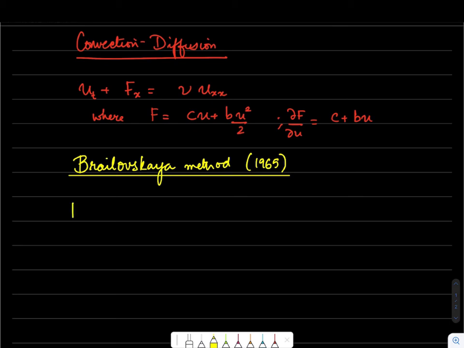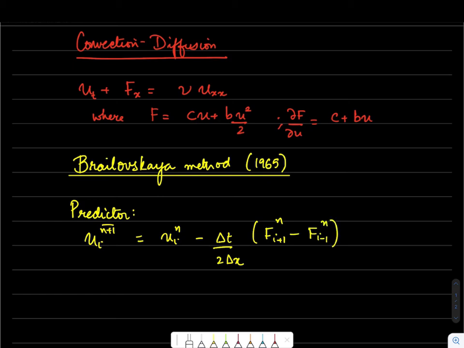The first one is the Brailovskaya method from 1965. This is a two-step method. So it has a predictor step where we predict the value of u_i^(n+1), which is u_i^(n+1 bar), using values at time n. So this will be central differencing for the convected term.